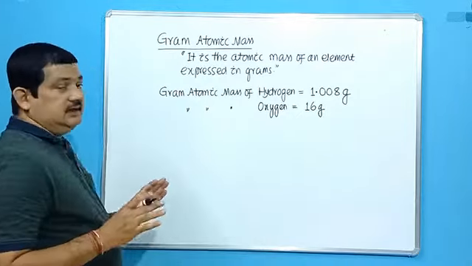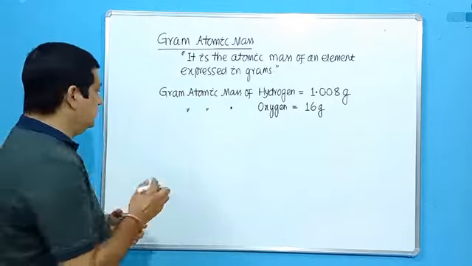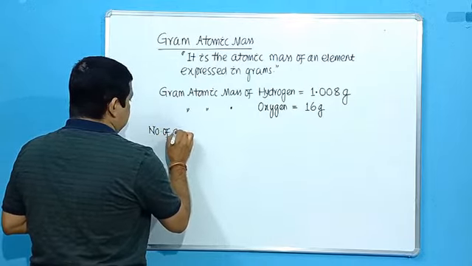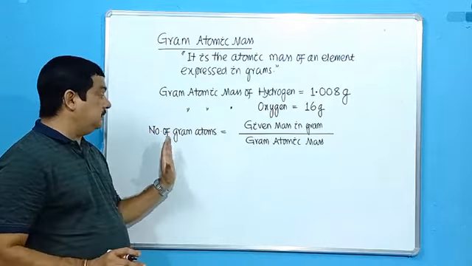Then generally a question is asked to find the number of gram atoms in the given mass of a substance or element. So what is the formula? Number of gram atoms is equal to given mass in gram divided by gram atomic mass. So simply by using this formula, you can solve any question regarding calculation of the number of gram atoms.